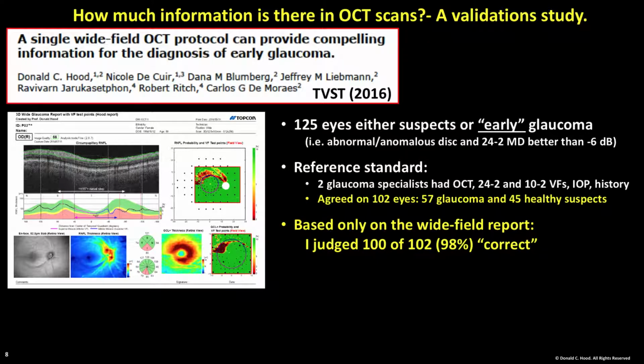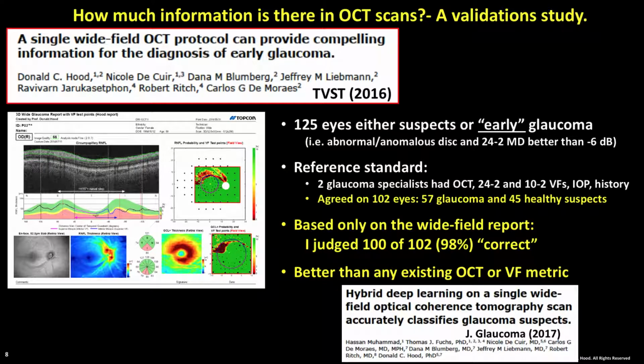Now, based only on this wide field report, no information about the fields, no information about IOP, no information about history, I judged 100 of the 102 correctly. That is, correctly being in reference, based on the reference standard. Now, the point here is not, look how good I am. The point here is how much information there is in this report, because I did better than any existing OCT or visual field metric: quadrant thickness, total thickness, mean deviation, pattern standard deviation. Right?